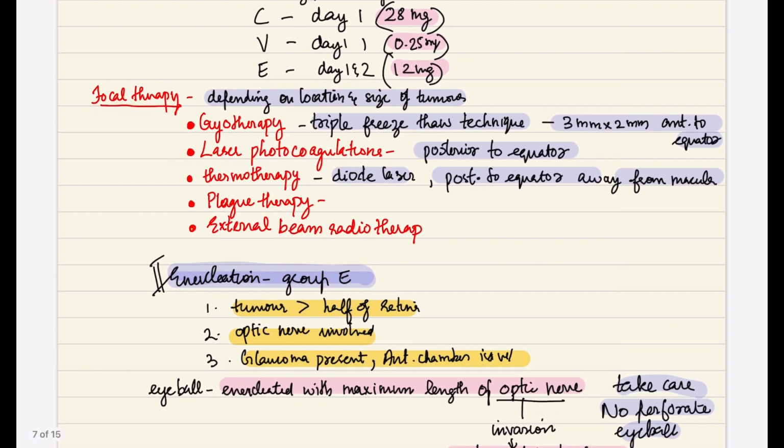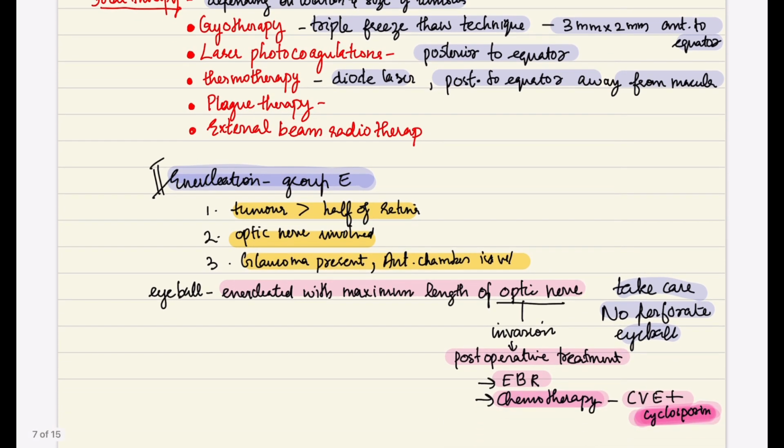Focal therapy is given depending on location and size of the tumor. Cryotherapy, which is the triple freeze-thaw technique, that is 3 mm into 2 mm anterior to the equator, is performed. Then laser photocoagulation, which is posterior to the equator. Then thermotherapy, which is diode laser, here also posterior to the equator, away from the macula. These are the locations of the tumor. Then we can give plaque therapy and external beam radiotherapy.